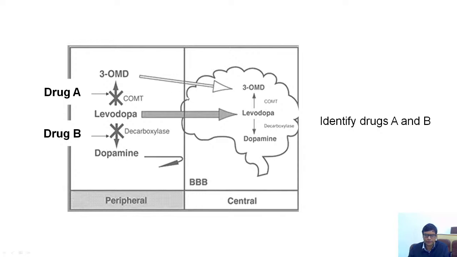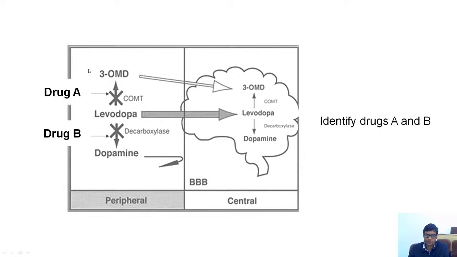Another question with an image. You are being shown a biosynthesis pathway of dopamine, and there is a drug A which is blocking some enzyme known as COMT, and drug B which is blocking an enzyme known as decarboxylase, and we have two compartments, peripheral compartment and central compartment. Okay, so we are basically talking about peripheral COMT inhibitor and peripheral decarboxylase inhibitor.